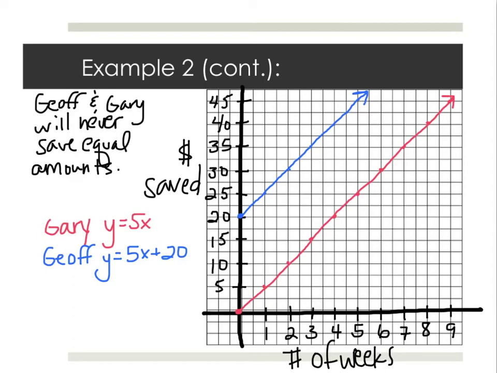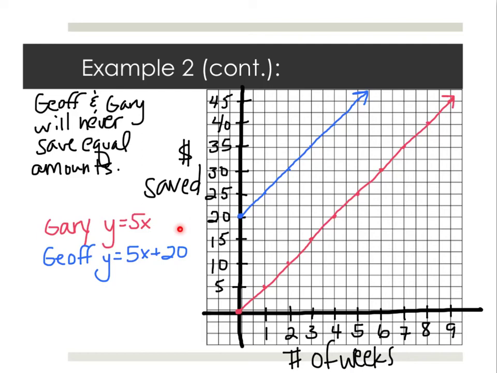Well, Jeff and Gary will never save equal amounts. This system has no solution because those lines will be parallel. They'll be the same distance apart forever. And a big part of that is the fact that they have the same slope. So both of them have the same slope, 5, but they start at different y-intercepts. So it's an inconsistent system, and as a result, Jeff and Gary will never have an equal amount.